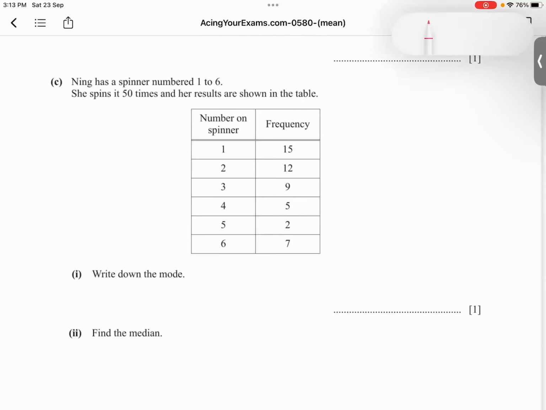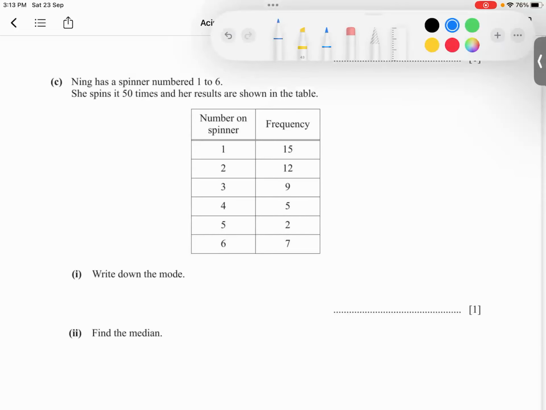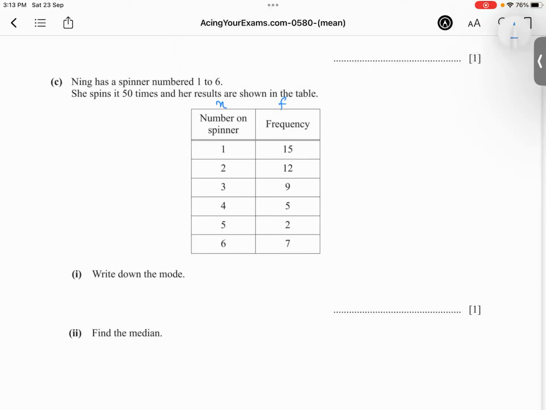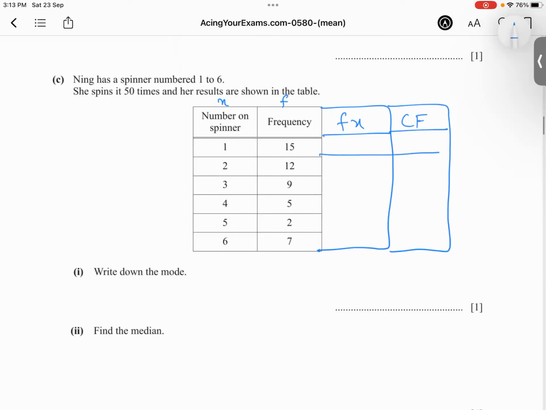Okay, let's do it. So we know this already that this is my X and that is F. One table I need for the mean is FX, right? One table I need for the median is CF, okay? Apart from this we do not need any other table. So let's write that.